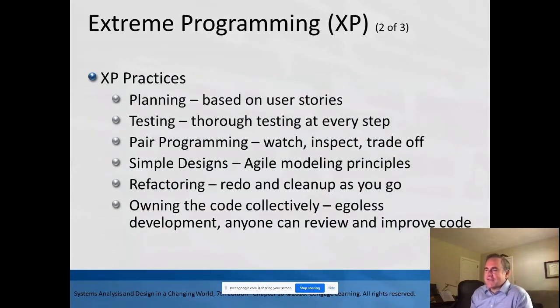So the planning is based on user stories, which traditionally are called use cases, but I guess they view them more as a narrative here with extreme programming. You do thorough testing at every step, so you're not going to move past something without knowing that it works. Pair programming, so you kind of are bouncing ideas off of each person as you're doing the development. Simple designs, refactoring, so you redo and clean up as you go, and then owning the code collectively.